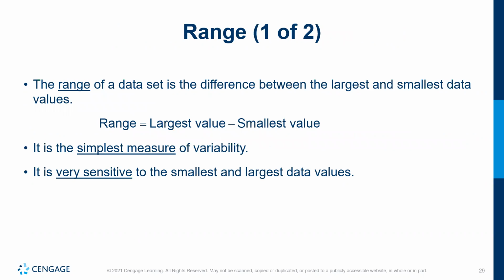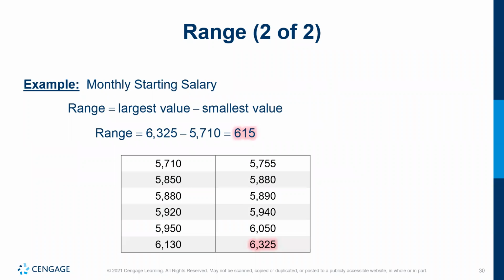Range, super easy. It's the largest value minus the smallest value. So what's the range of this data set? We find the biggest value, 6325, minus the smallest, 5710. And the range is 615.